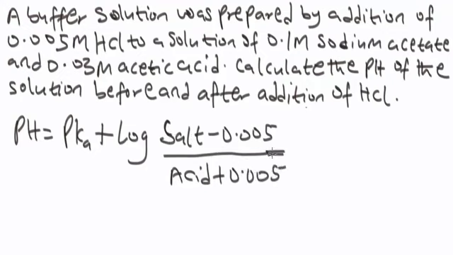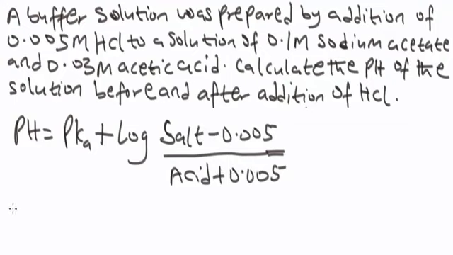We then add this 0.005 mole to it. Okay, now note that when a base is added, you add it to the salt and subtract it from the acid, whereas when an acid is added, you add it to the acid in that question and subtract it from the conjugate base in that question. Hope you are following, you understood what I just explained.